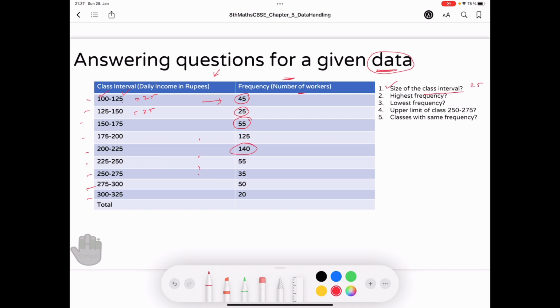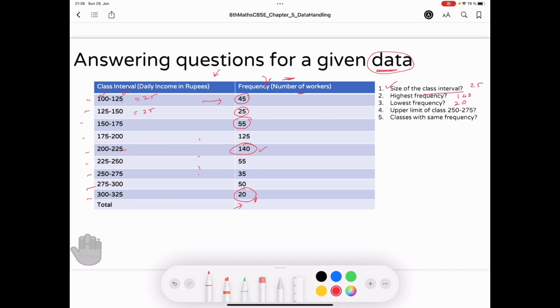So what is the highest? We can immediately spot that 140 is the highest number in the frequency column. So the highest frequency, 140, belongs to this class, 200 to 225 rupees a day, daily income. Lowest frequency, we can quickly scan through and find that this 20 is the lowest frequency. So the class 300 to 325, the highest daily income group, has the least number of people, which is sort of expected.